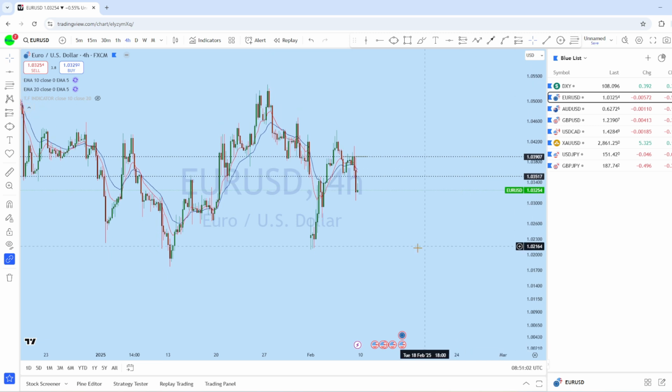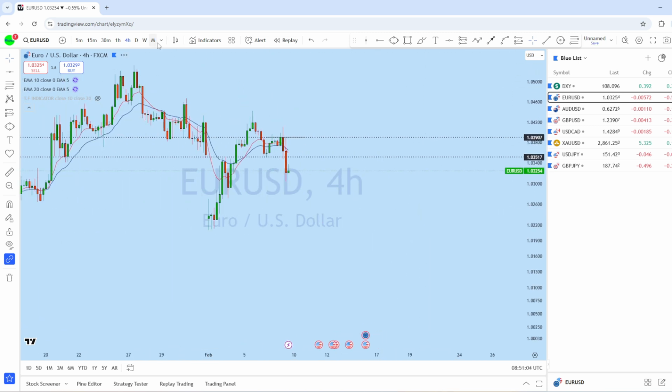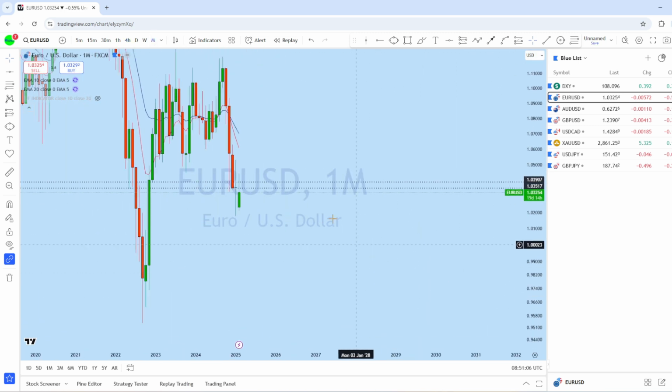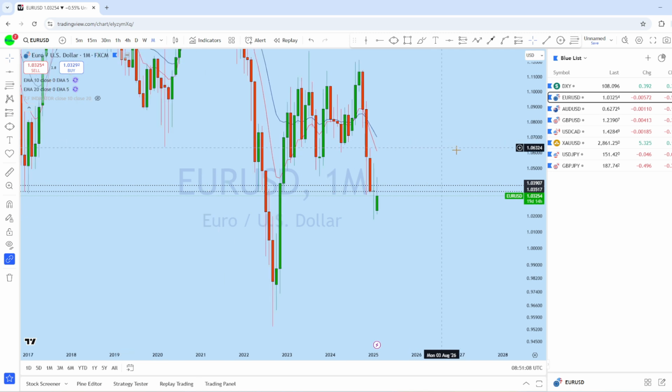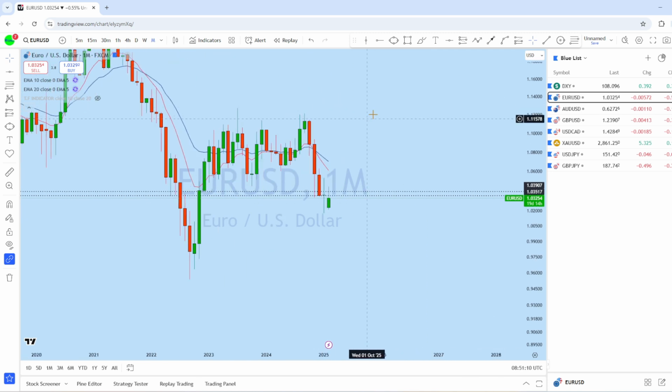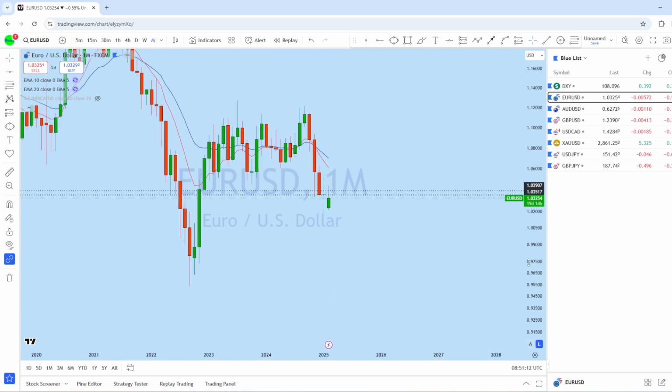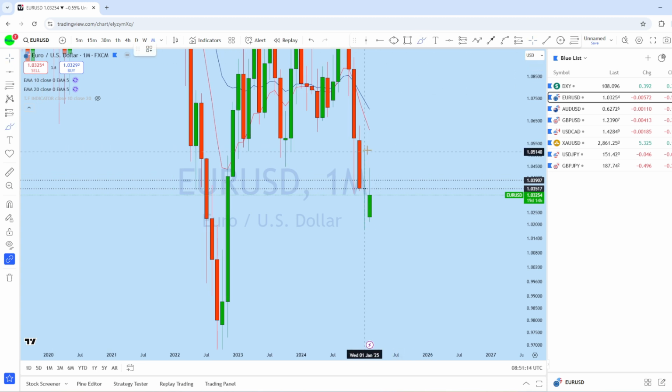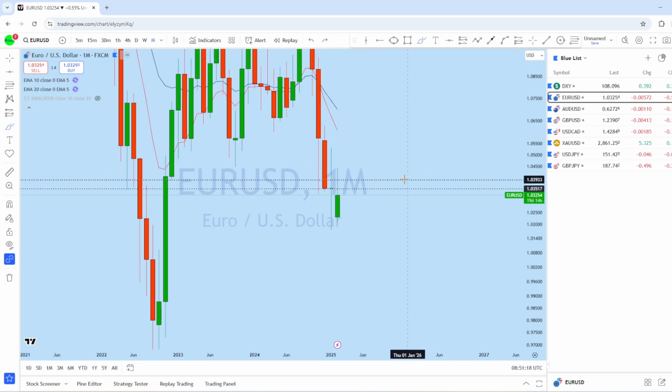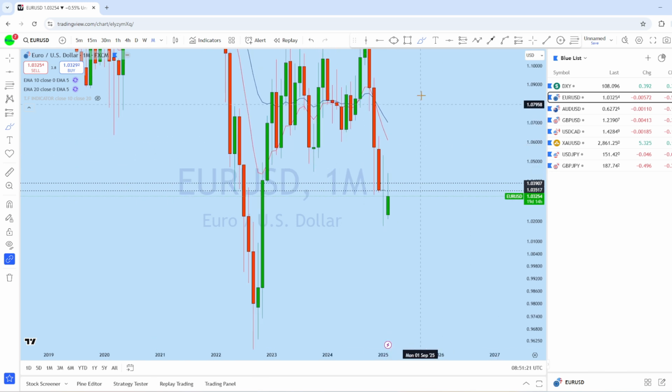Now on euro dollar, from the monthly perspective, this is the monthly price action where we can see back-to-back, after 3 months of a bearish move. In the previous month euro dollar formed a doji, which is a very important monthly doji. The price has tested the upper shadow of this monthly doji and also the lower shadow of this monthly doji.